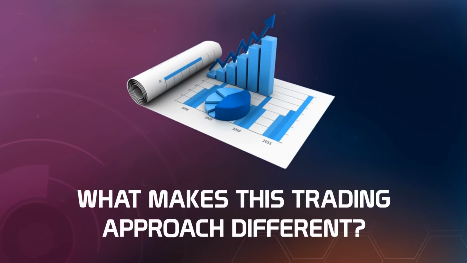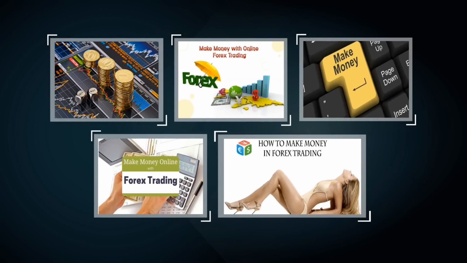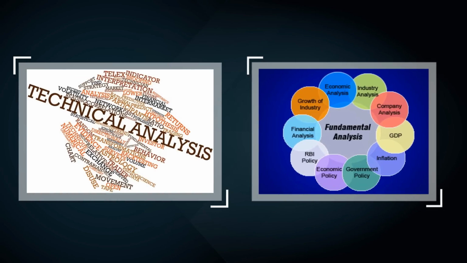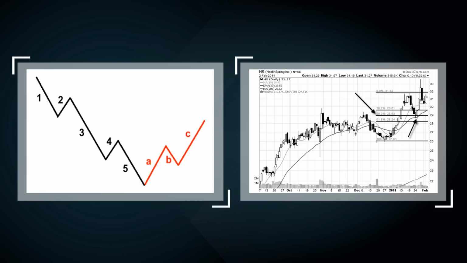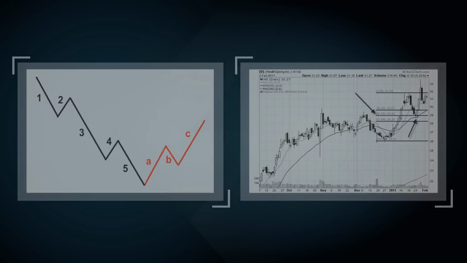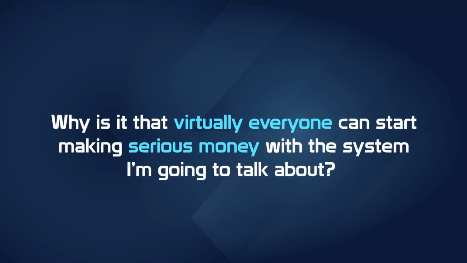What makes this trading approach different? Now obviously plenty of people are talking about how to make money in the Forex. So what makes this approach so different and so much more profitable? Well, as you look across the trading industry, there are people talking about technical and fundamental analysis. They're talking about indicators and volume, Elliott wave and Fibonacci patterns, and it really goes on and on and on. But at the end of the day, most aspiring traders are losing money. So again, what makes this approach so different? Why is it that virtually everyone can start making serious money with a system that I'm going to talk about?